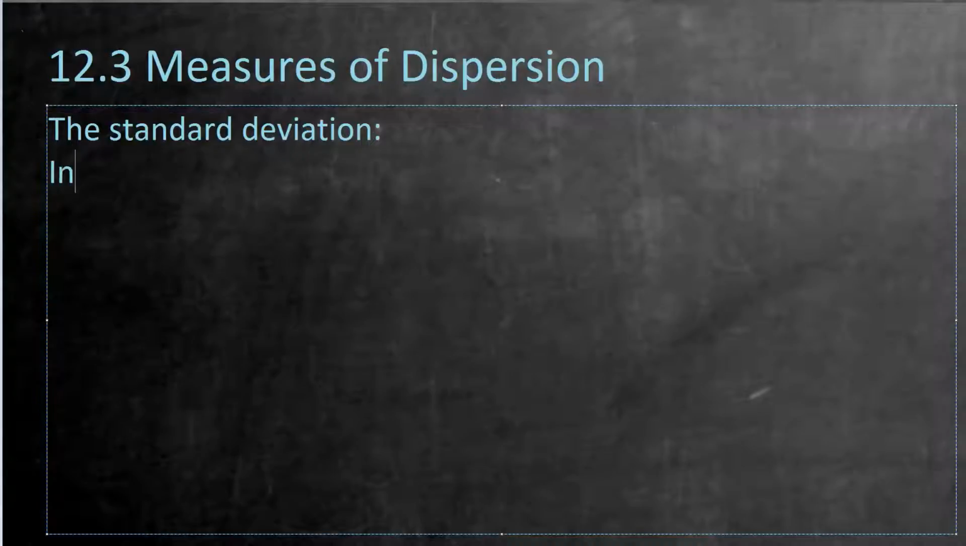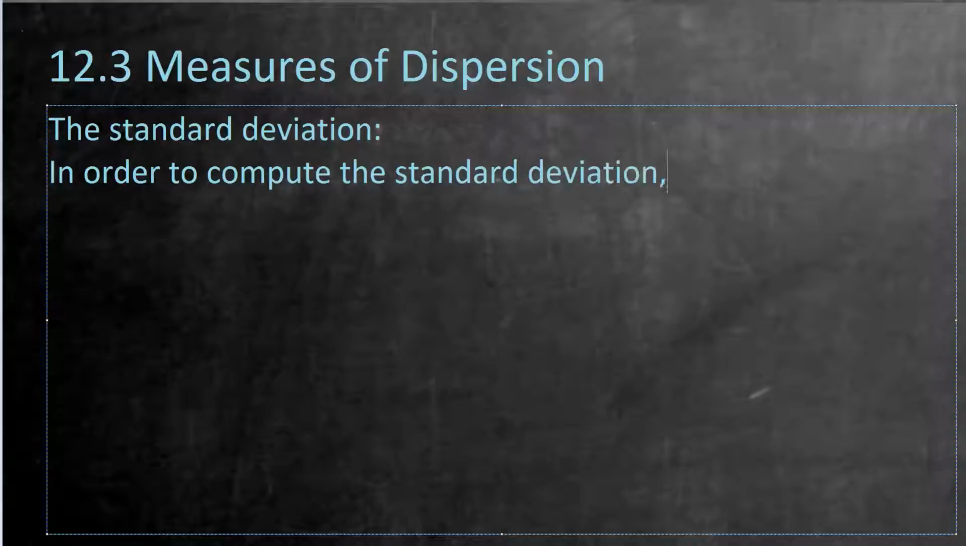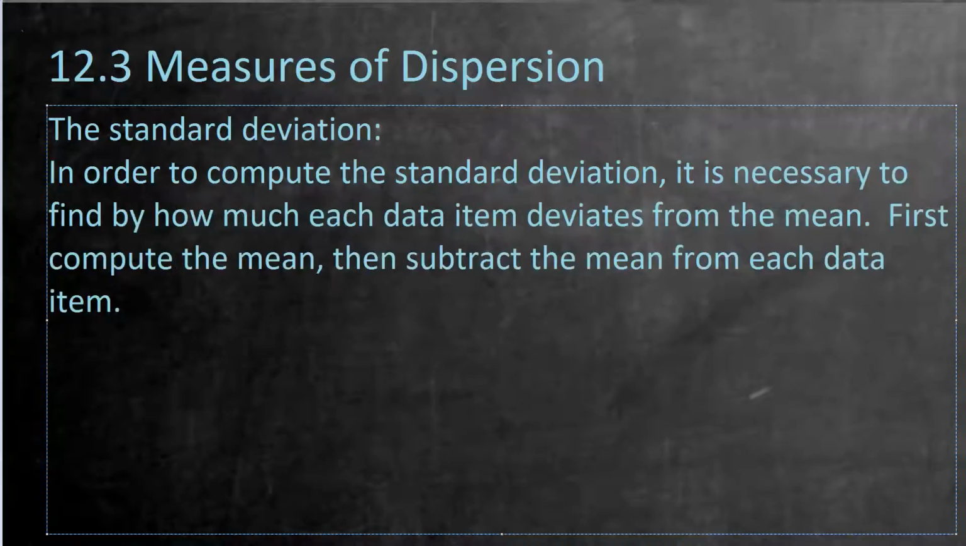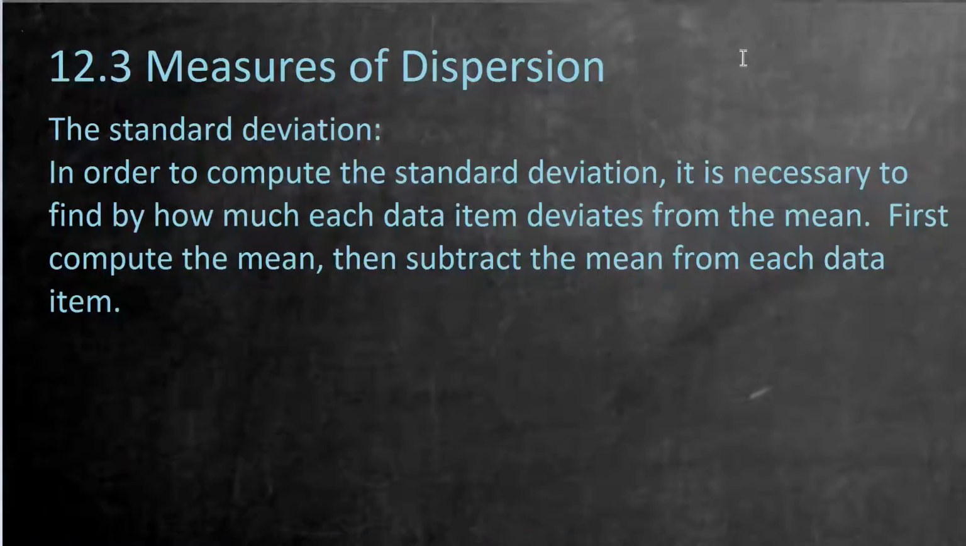So the standard deviation. In order to compute standard deviation, it is necessary to find out by how much each data item deviates from the mean. So first we're going to find the mean, then we're going to subtract the mean from each data item. So we've got some data we're going to look at.